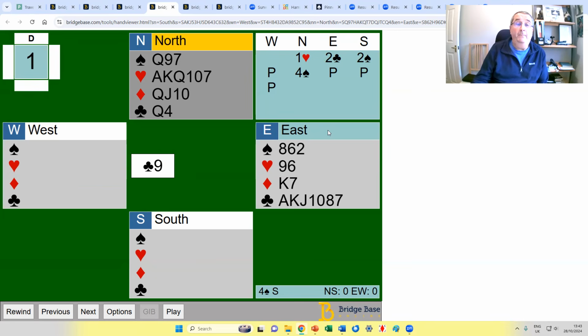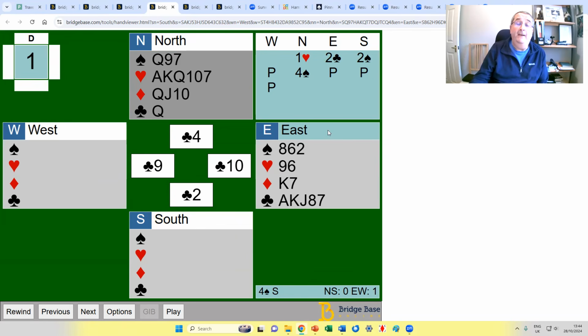So when they play the 9, let's suppose we overtake with the 10. There's no need to play the ace or king because we can see a queen in dummy. We overtake in case it was a singleton, perhaps. And then we lead back another club. And we win that one.